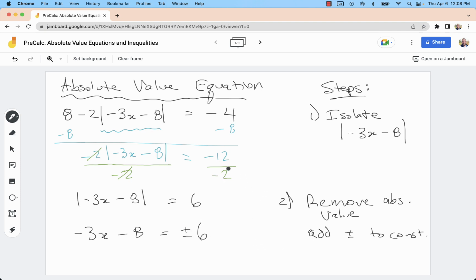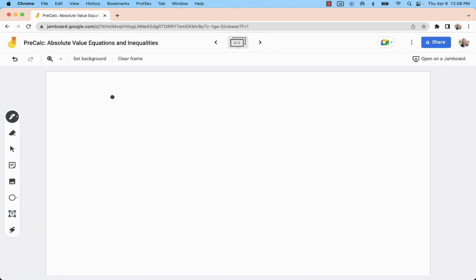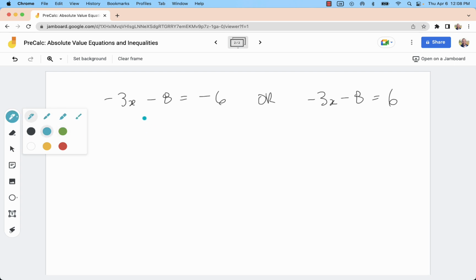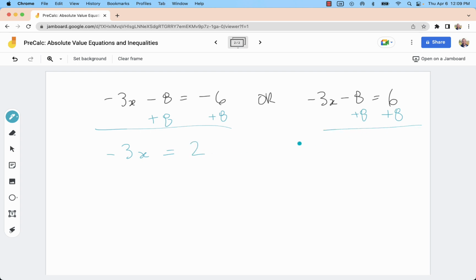Now we do two-step again, but it's good to split this into separate equations. So negative 3x minus 8 equals negative 6, or it could be negative 3x minus 8 equals positive 6. Doing each of these as that two-step equation, we'll have the same two steps, but just different results. So on the first one, we've got negative 3x equals 2. On the second one, negative 3x equals 14.